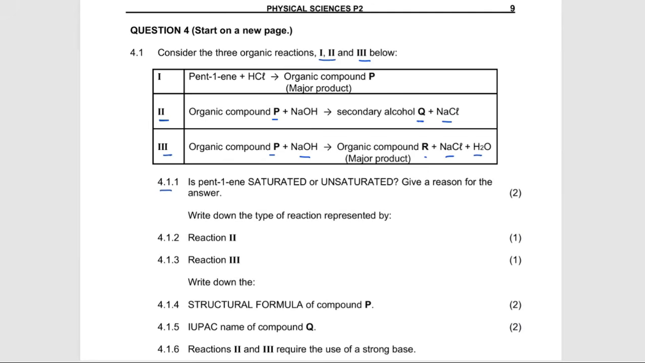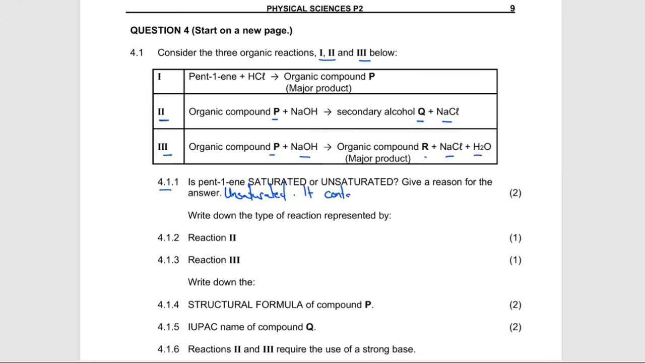So 4.1.1 says, is pent-1-ene saturated or unsaturated? Give a reason for your answer. You can see pent-1-ene is an alkene, right? So alkenes are unsaturated. Our answer there is going to be unsaturated, right? They are unsaturated hydrocarbons generally because they contain carbon and hydrogen atoms only. Here I'm going to say the reason behind it is that it contains a double bond, right?